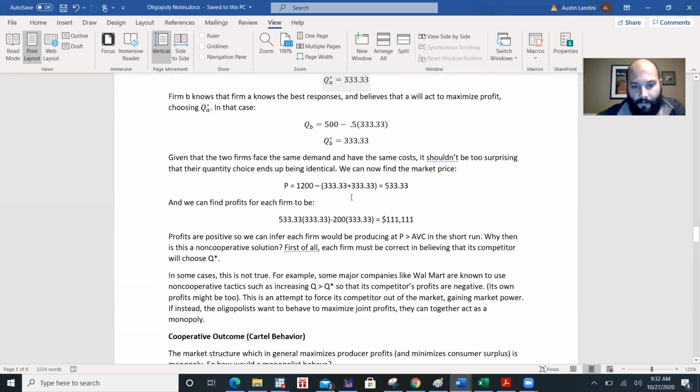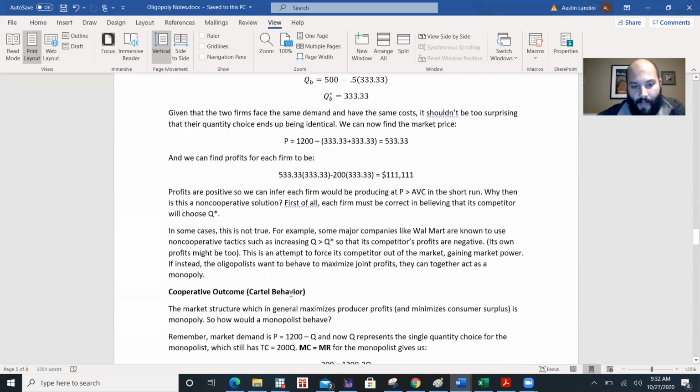So in the next video, we'll talk about cooperative behavior. What happens if they form a cartel or are allowed to communicate in some way to maximize profits.